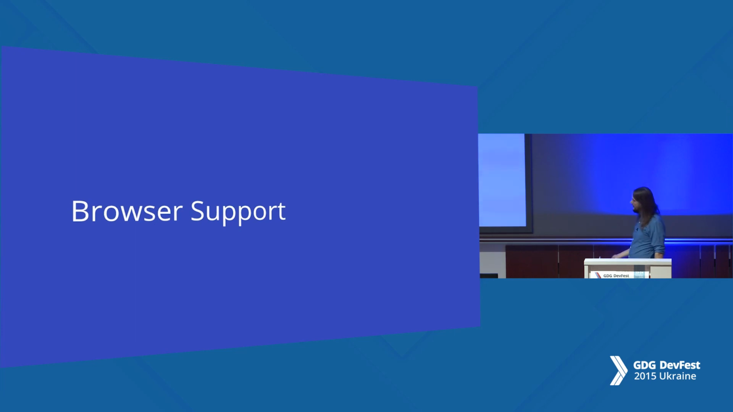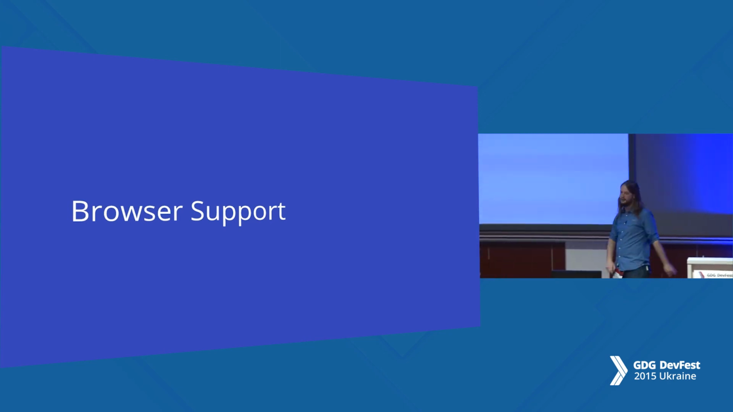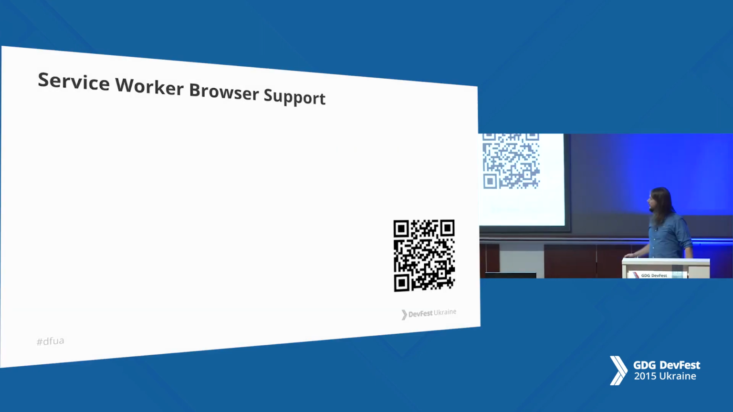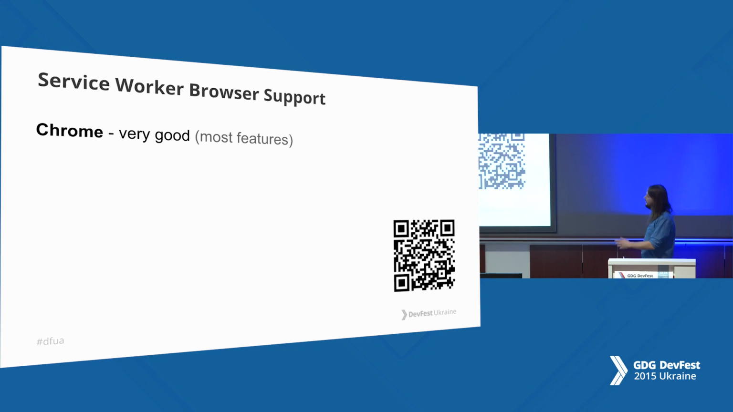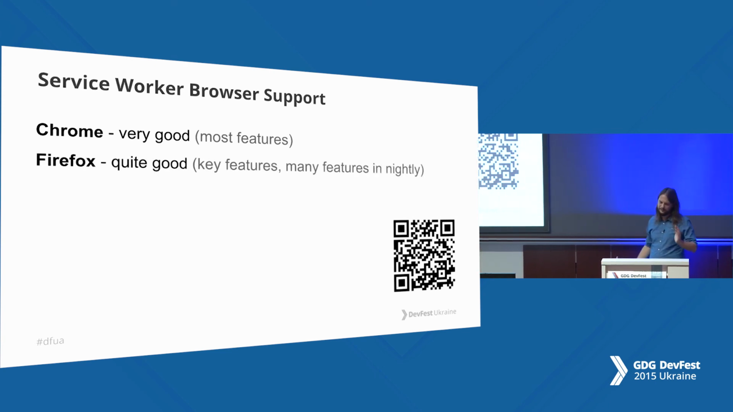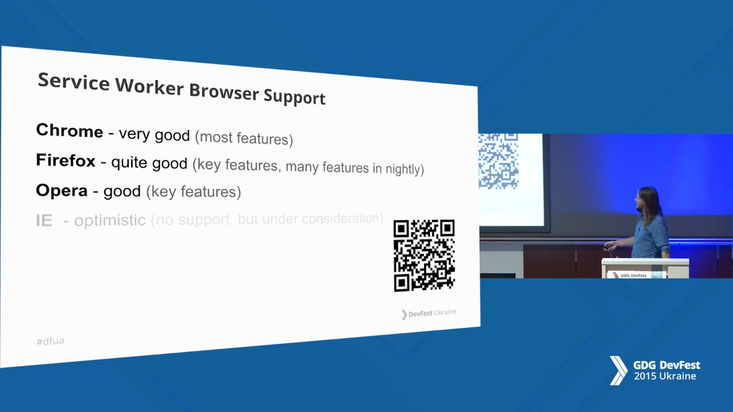And the last thing, almost the last thing, is browser support. Well, it's a good question, of course, because we live in this world of different browsers and they always make us unhappy. So browser support: Chrome, very good. Basically, as I already said, the Chrome guys are pushing this feature forward, and so Chrome has almost all features. Firefox is quite good because it has the same number of features as Chrome now, but some of them are in nightly. Opera is good, it has the features too, after they moved to Blink. Edge doesn't have it yet, but it's optimistic because they are thinking about it.